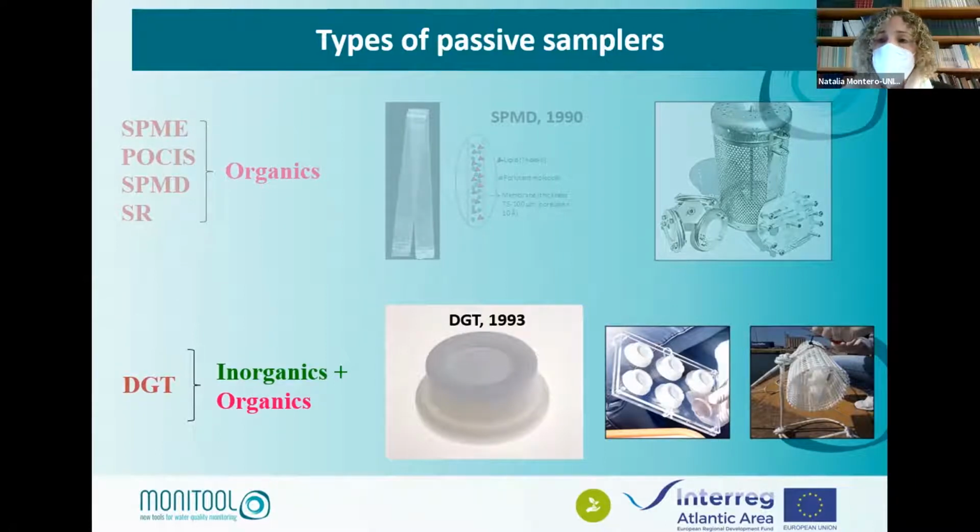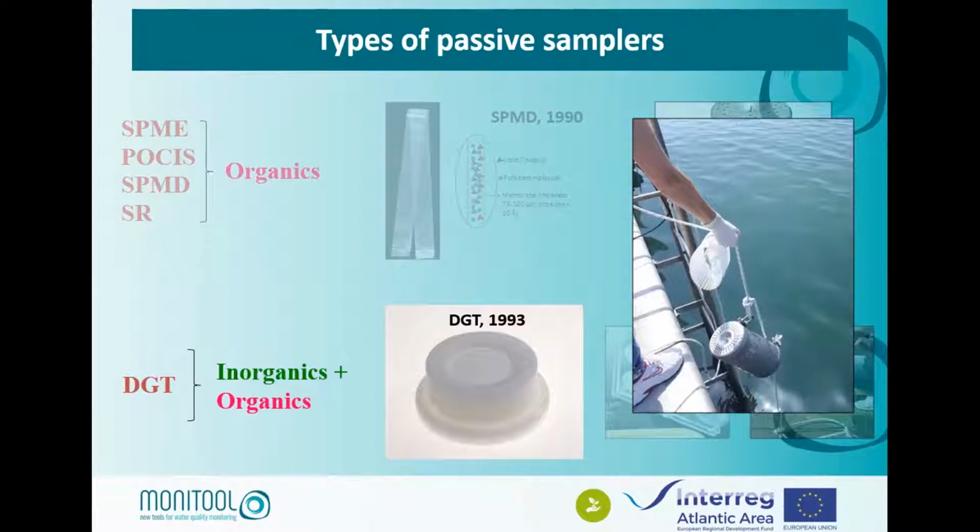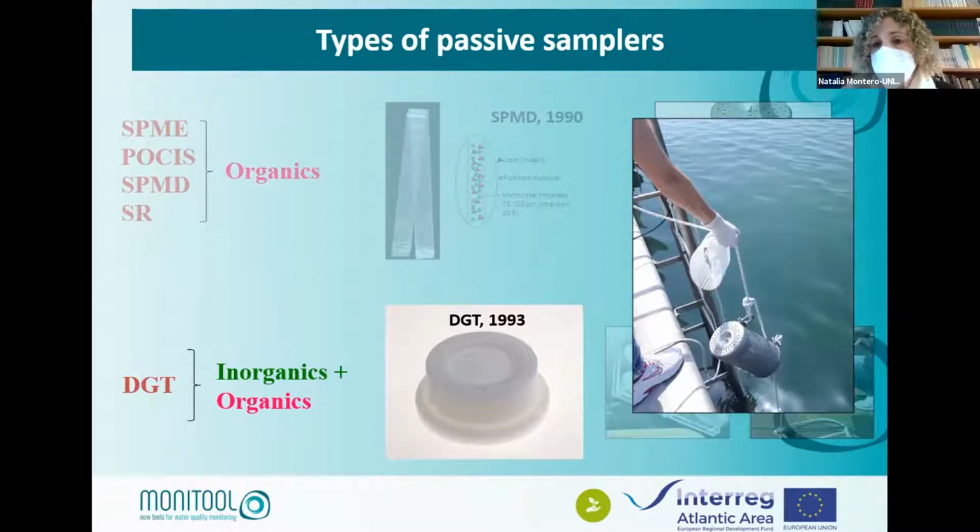DGTs were placed in a plexiglass holder, and then they were covered by a net to avoid abrasion, to avoid that they were deteriorated due to fish. And here you see a common deployment method where we deploy in parallel both passive samplers for metals on the top of the figure, and then the canister, in this case with pouches and silicone rubber for organic compounds.